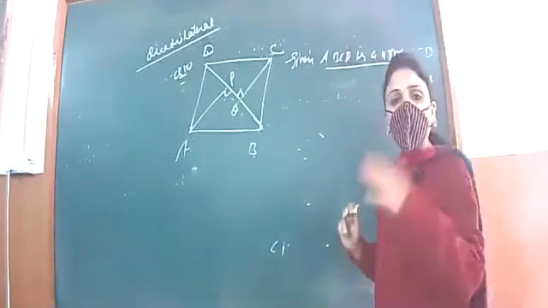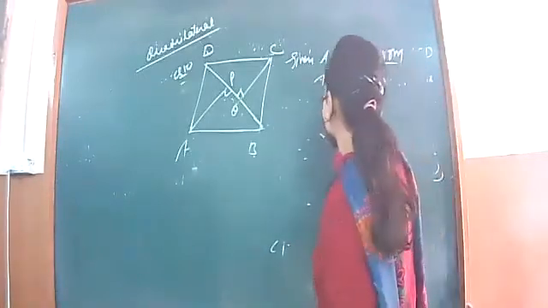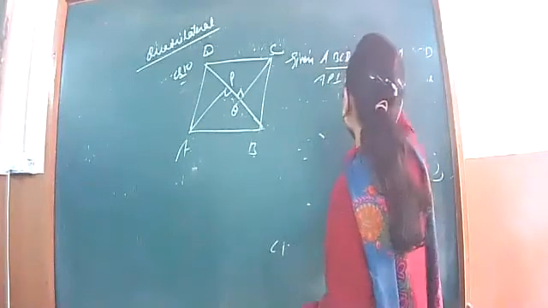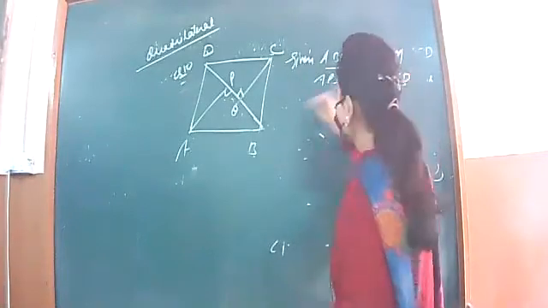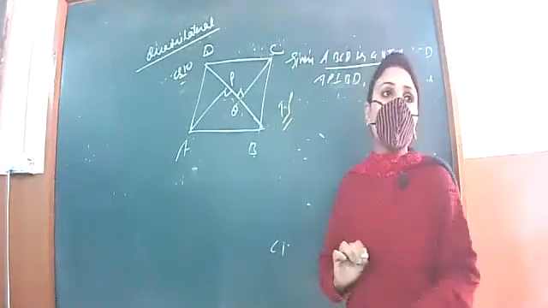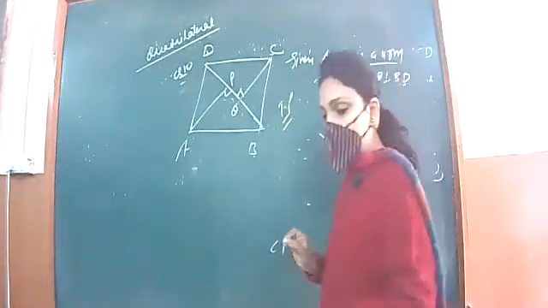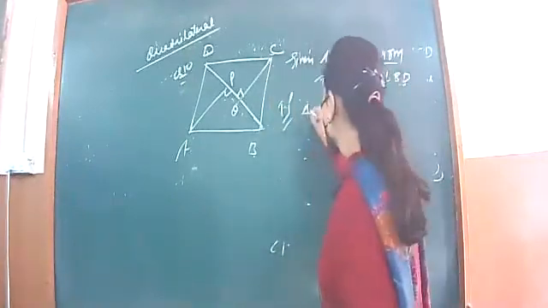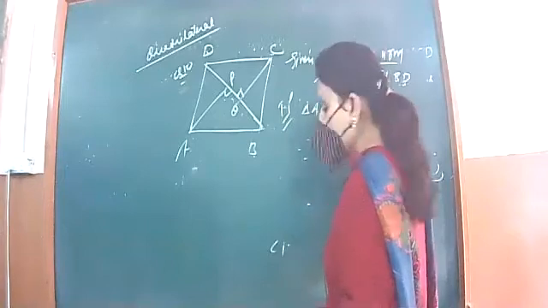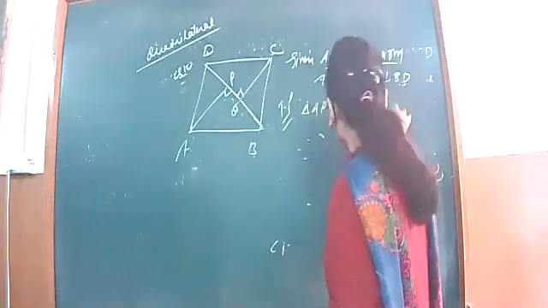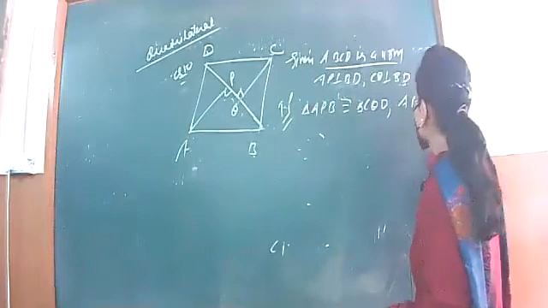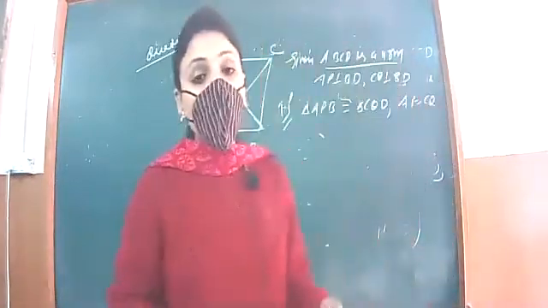right? AP perpendicular to BD and CQ perpendicular to BD as well. We want to prove that triangle APB is congruent to triangle CQD and AP is equal to CQ. These two things we want to prove.